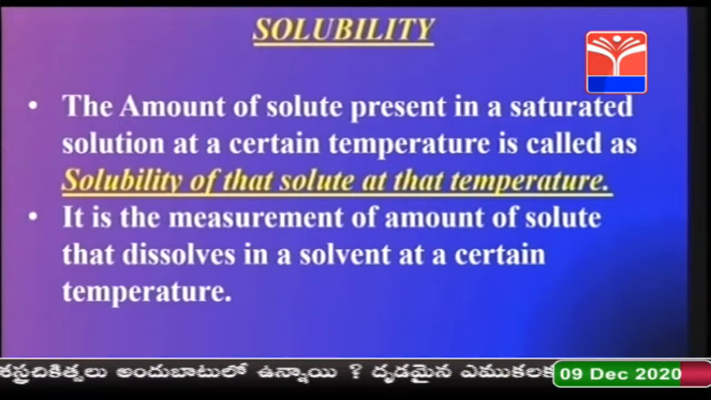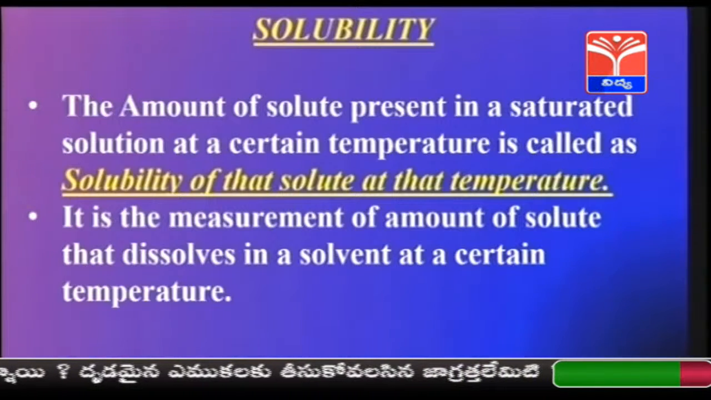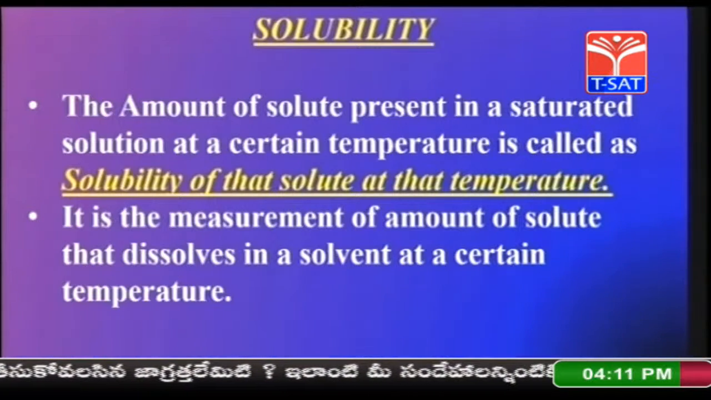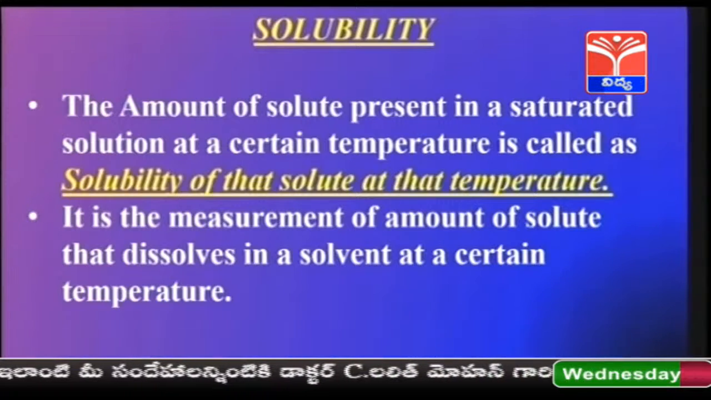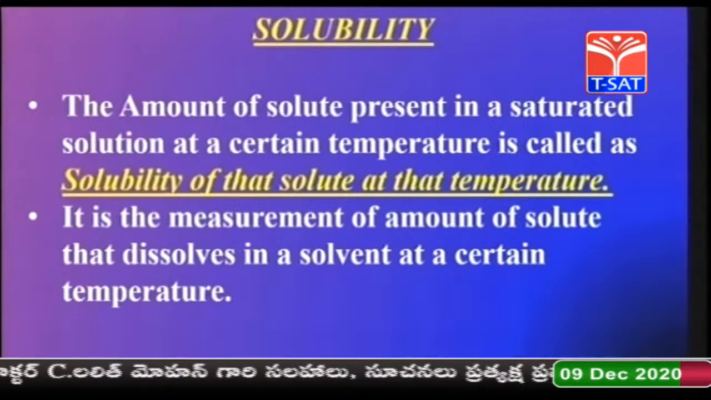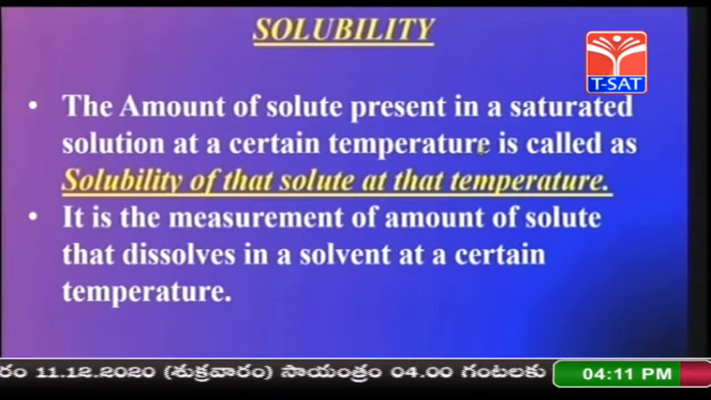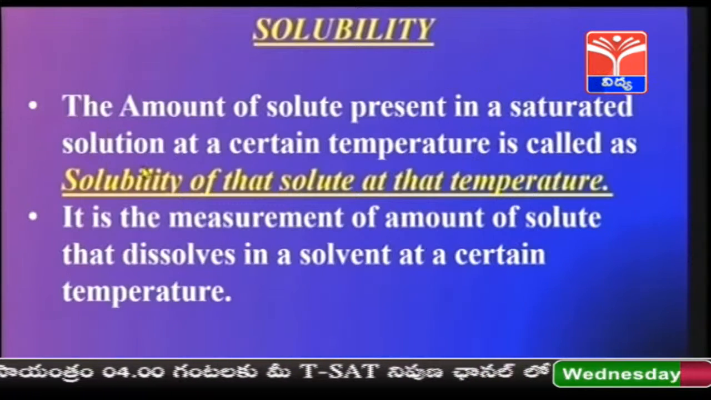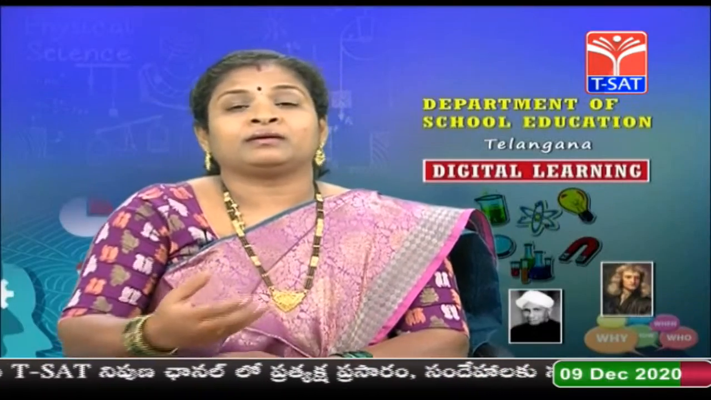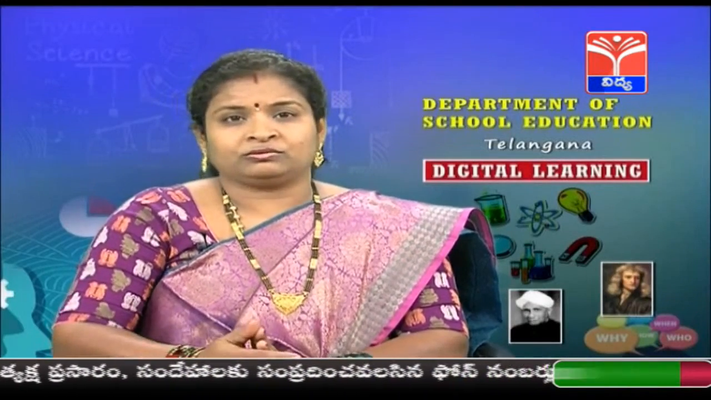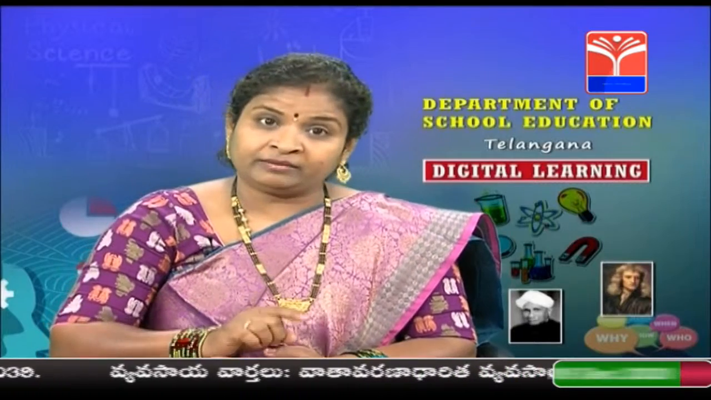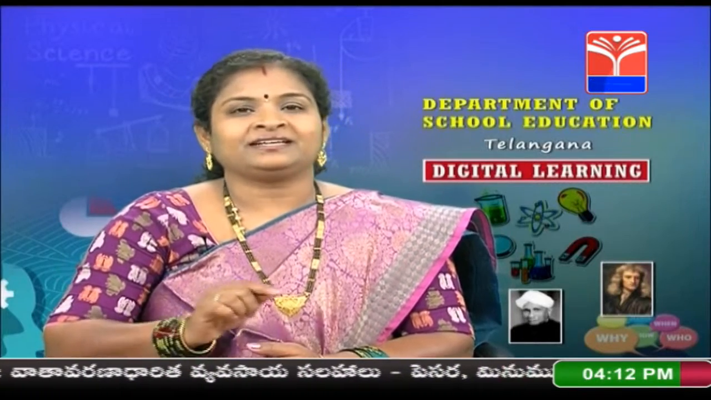Children, the amount of solute present in a saturated solution at a particular temperature is called the solubility of that solute at that particular temperature. So, solubility means what, children? The amount of solute that is present in a saturated solution. That means it cannot dissolve any more solute. It has completely dissolved and no further solute can be dissolved in that particular solvent. Then that amount is called the solubility of that particular solute at that certain temperature.